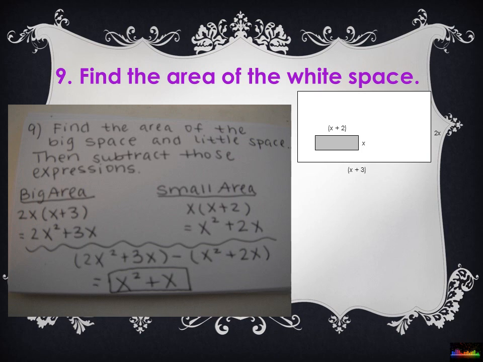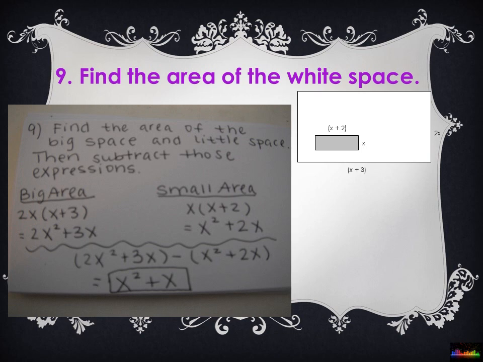So in order to find that portion that is around the shaded shape, we need to find the area of the entire rectangle and then subtract from it the area of the little piece. What that leaves us with is the space around it.